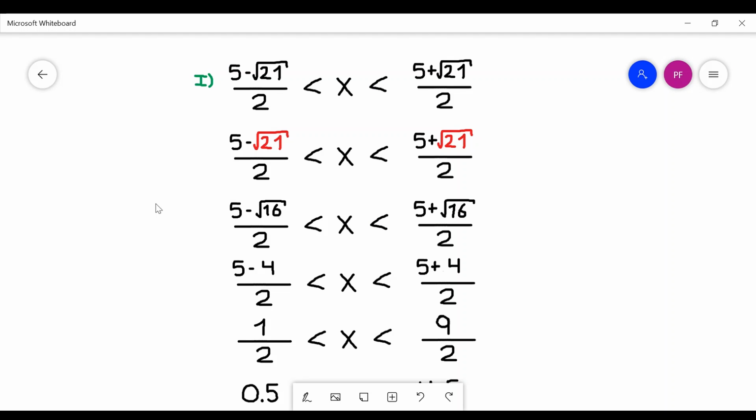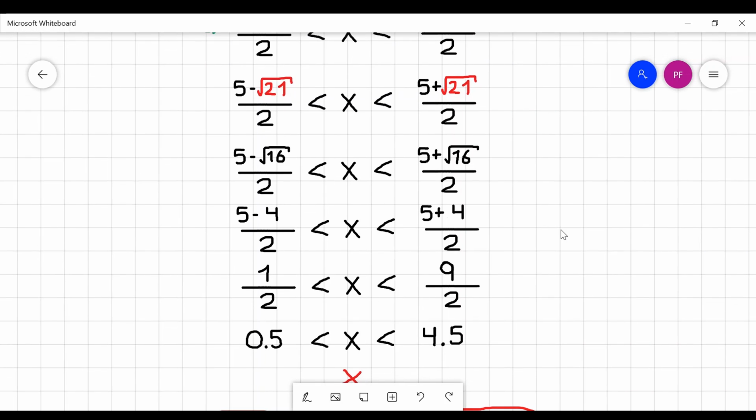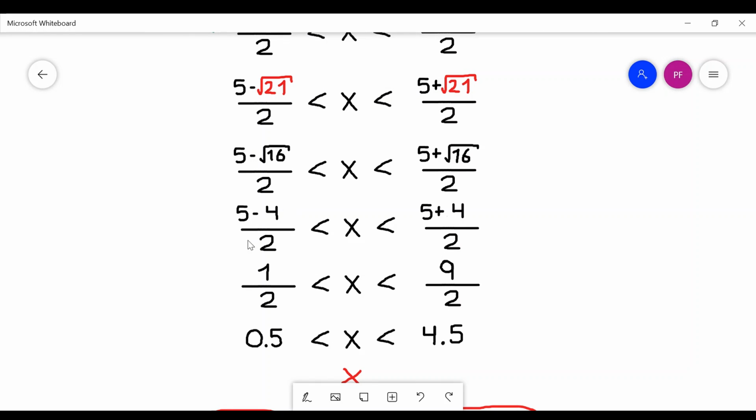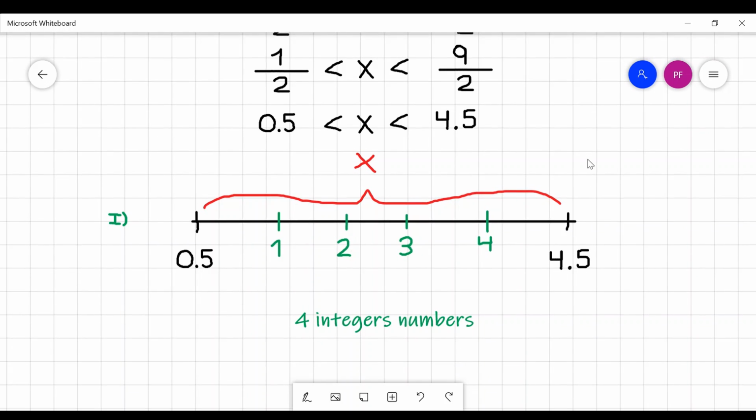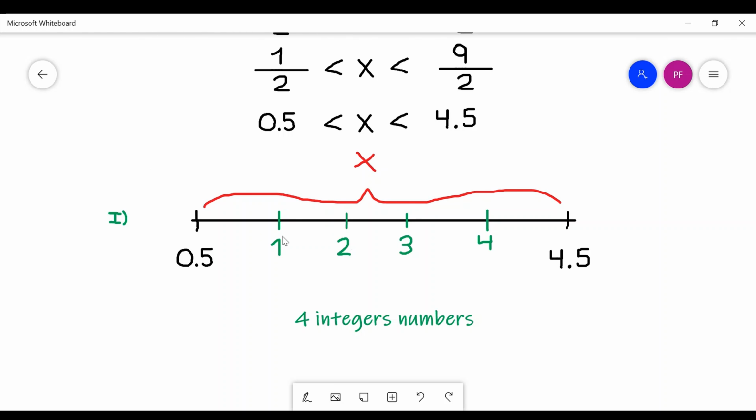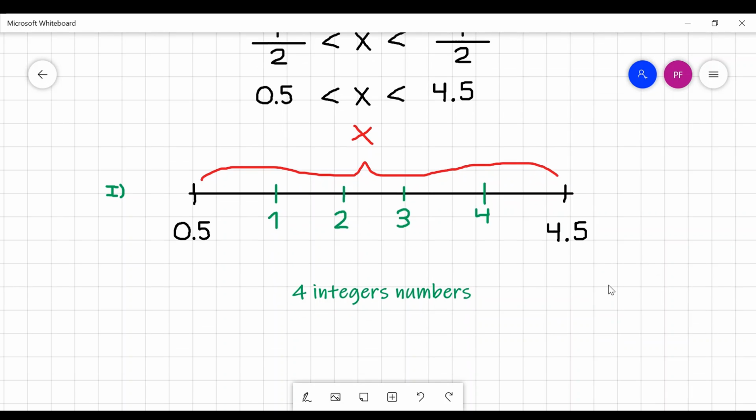Case number 1. The square root of 21 is approximately the square root of 16. Then, (5 minus the square root of 16) divided by 2 is less than x, and (5 plus the square root of 16) divided by 2 is greater than x. The square root of 16 is 4. 5 minus 4 is 1, and 5 plus 4 is 9. 1 half is 0.5, and 9 halves is 4.5. Now we count the integer numbers: 1, 2, 3, 4. Then in the first case, there are 4 integer numbers.